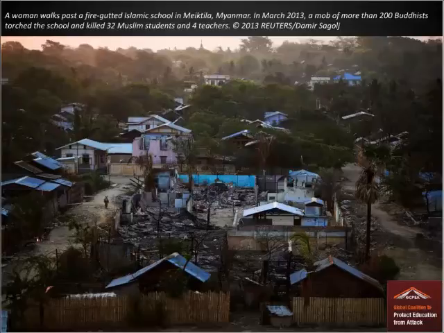Sectarian violence also plays out in the schoolyard, and this is a photo of a school in Meiktila, Myanmar, where in March of 2013, a mob of more than 200 Buddhist nationalist extremists torched the school, and they decapitated a student and killed 32 students and 4 teachers.